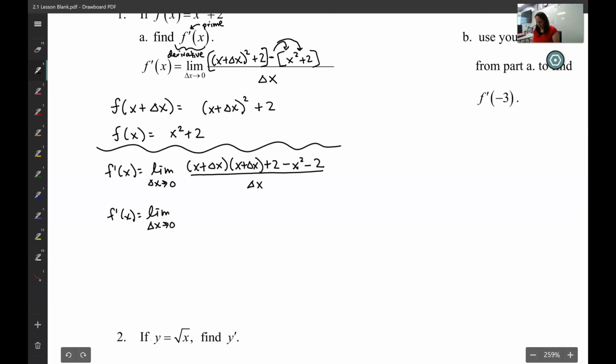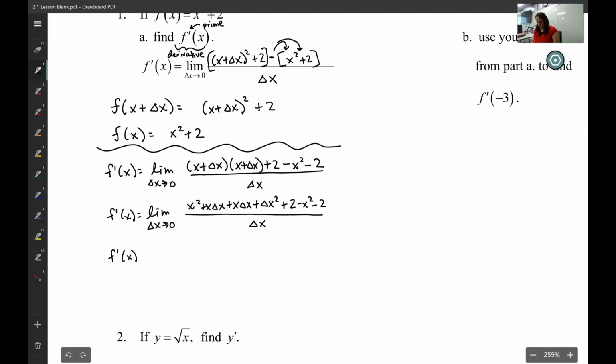Okay, let's continue to simplify by FOILing that square. So I get x times x, which is x squared. x times delta x, which is x delta x. And then delta x times x, so I get x delta x again. And then delta x times delta x, which is delta x squared. Plus 2 minus x squared minus 2.